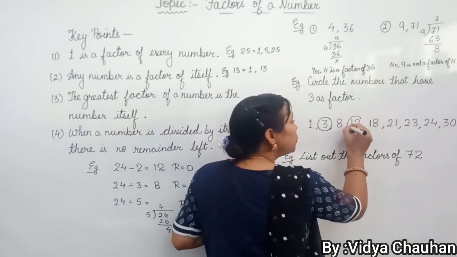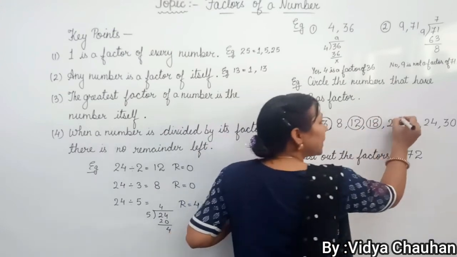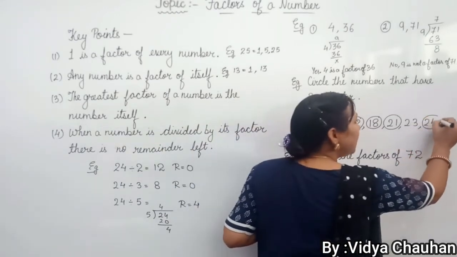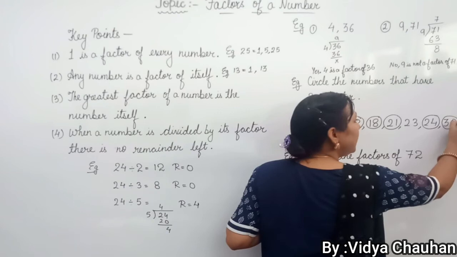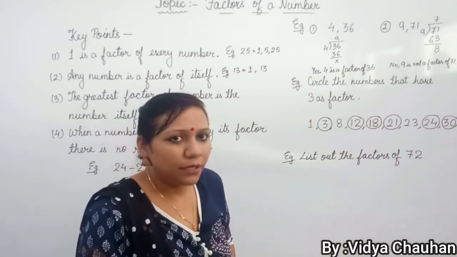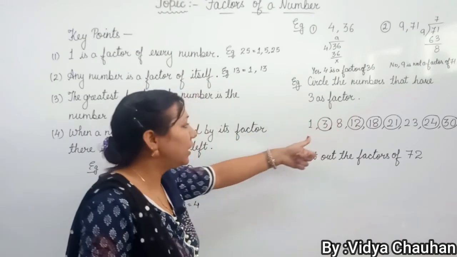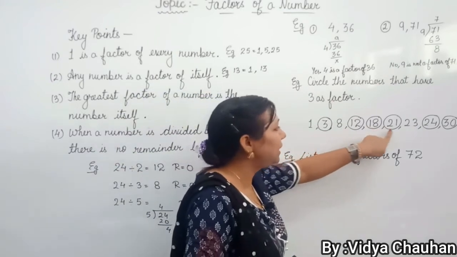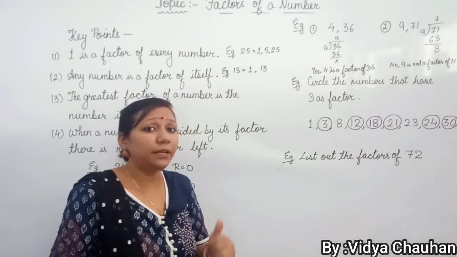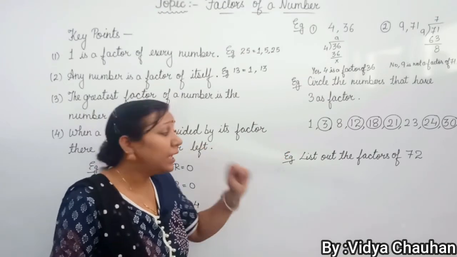3 4s are 12. Similarly, 3 6s are 18. 3 7s are 21. 3 8s are 24. And the last 3 10s are 30. So this is how you can find out the numbers which has 3 as a factor. So we are concluded with 3, 12, 18, 21, 24 and 30, and these are the numbers which has 3 as a factor. I hope this another topic is clear to you.